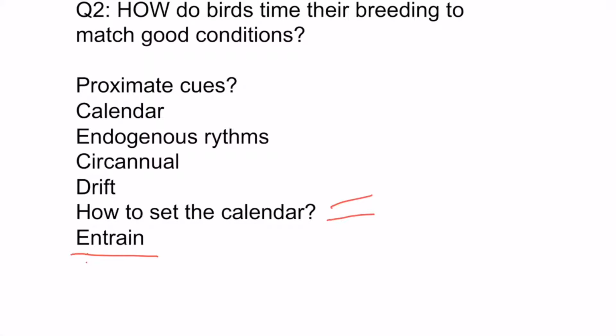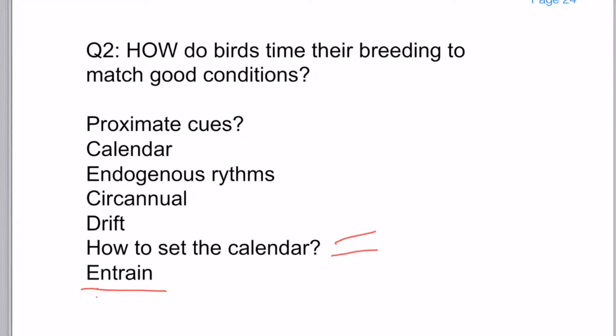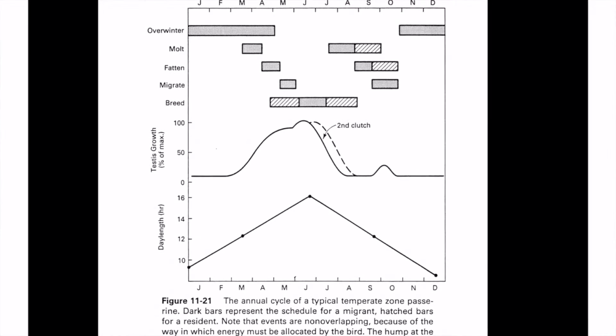So we're kind of back to square one now. These endogenous rhythms are part of the solution, but they're not accurate on their own. So now we're back to looking for environmental cues to work with the endogenous rhythms to give us the precision that we need. What we need is an environmental cue that changes precisely and predictably every year. It can't be something like temperature that fluctuates. And there's an ideal candidate out there.